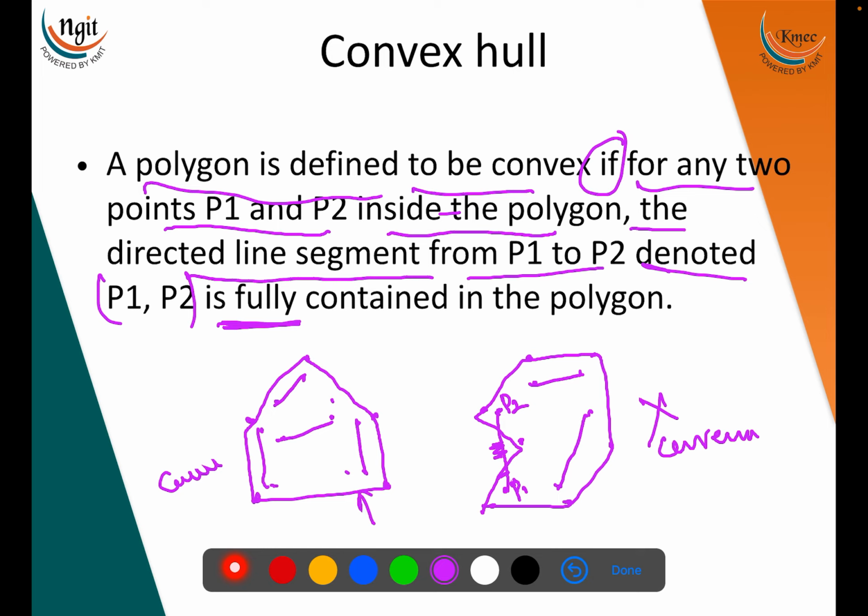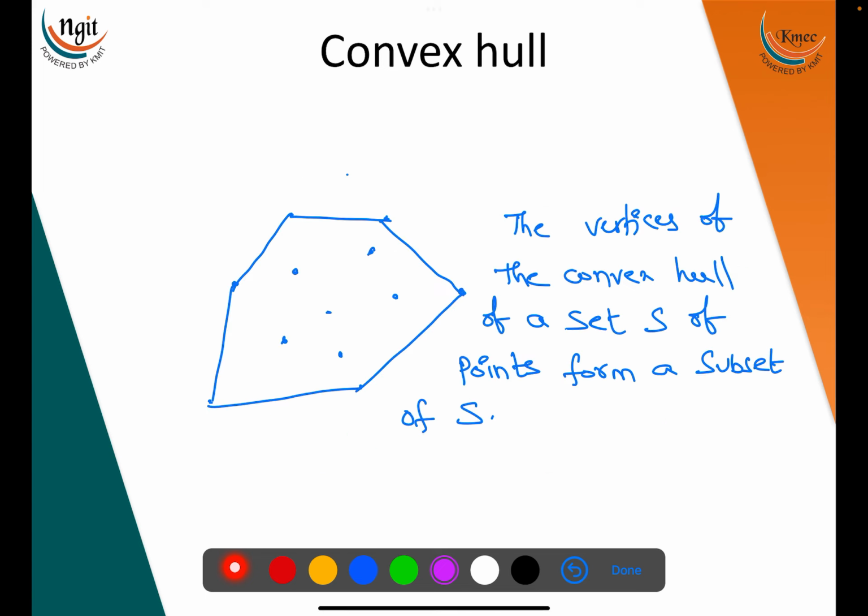Now focus on this polygon, now focus on the convex hull. Find all possible convex hulls and find the shortest one in order to call it the convex hull. Now let's see one problem here. The vertices of the convex hull of a set S of points form a subset of S. So all the points are inside your main set S. That means if you consider these points as P and these outer points as S, P should always belong to S. Then it is called the convex hull.